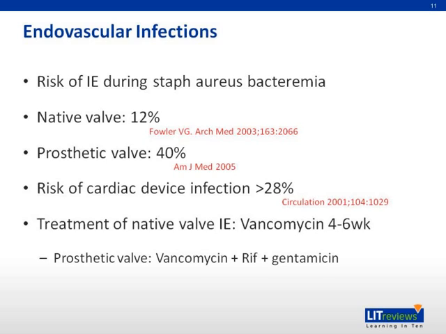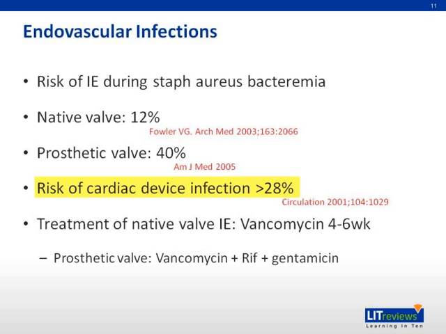The risk of developing endocarditis during Staph aureus bacteremia largely depends on the valve. This is definitely higher when a prosthetic valve is involved. So native valves actually carry a risk of 12%, while prosthetic valves carry 40% risk.